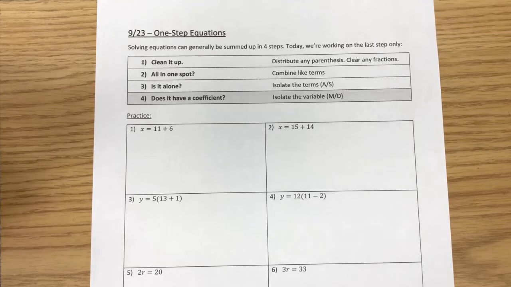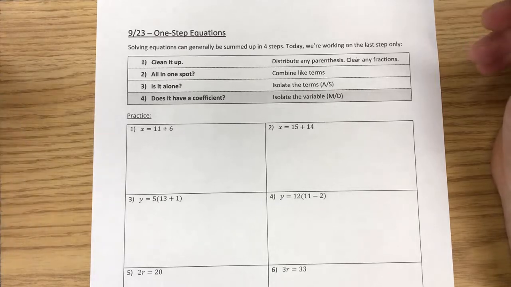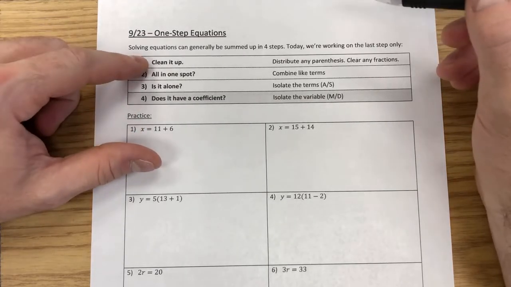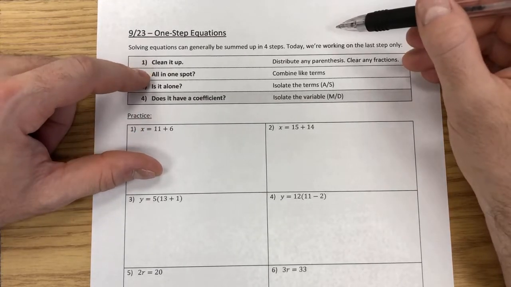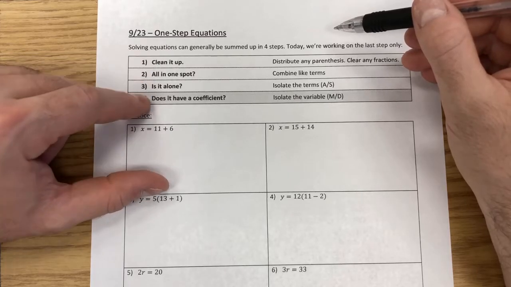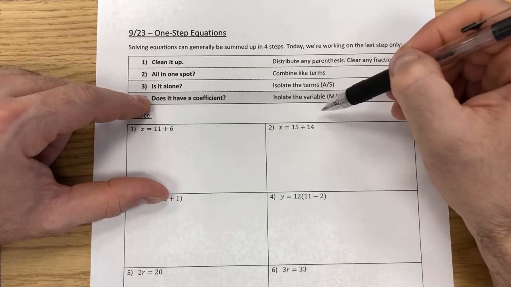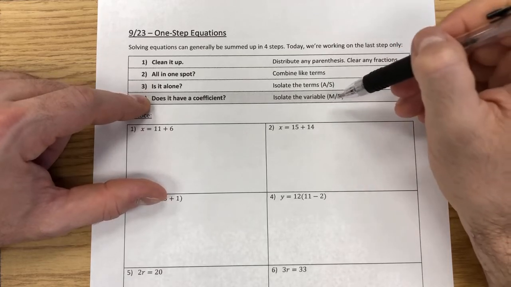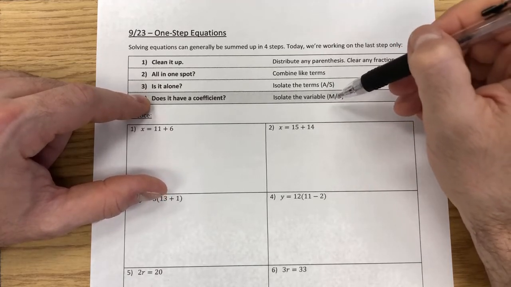So today what we're going to be doing is starting the process of solving equations. Now there are 4 steps to solve any equation: cleaning them up, making sure the variables are in one spot, isolating the variable, and isolating the coefficient. And we do that by asking these 4 questions, and these are the steps that we do. Today we're focusing on the last one and that one alone.